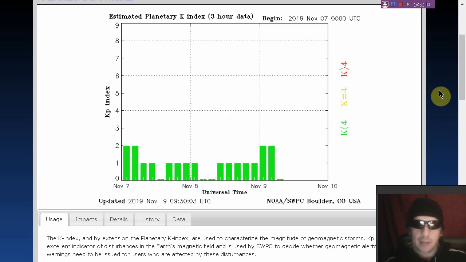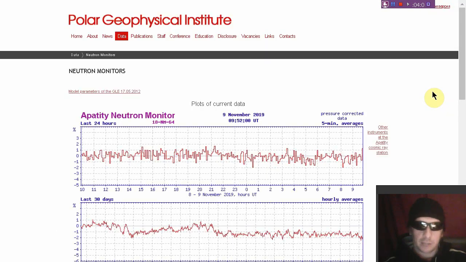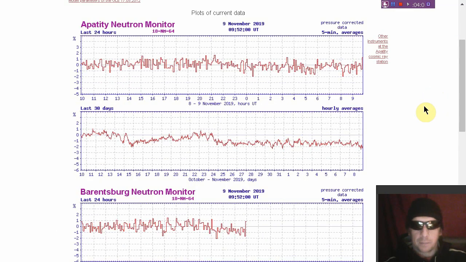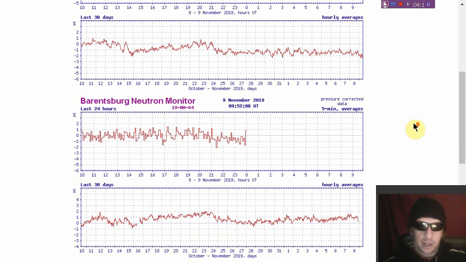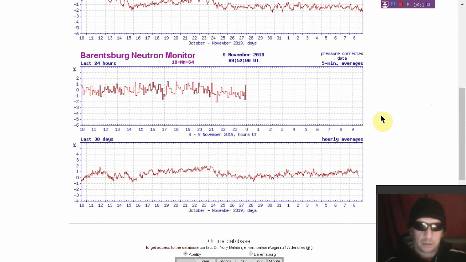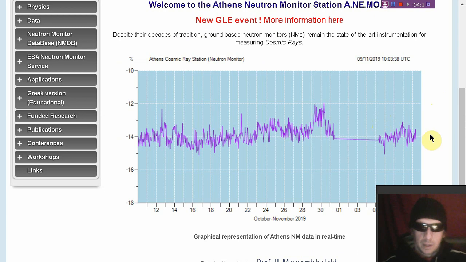KP index is back down to 0. So let's look at cosmic rays real quick. Here's the Apatity neutron monitor. Nothing too exciting there, and there's Barentsburg. Next, here's Athens, Greece. Looks like they had some missing data there around Halloween. And the largest spike was just before that, actually.